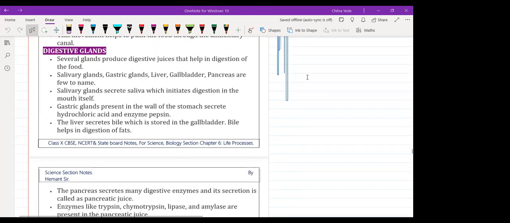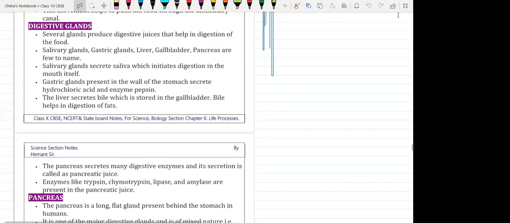So digestive glands. Digestive glands are specialized glands which secrete certain chemicals called enzymes, which help in the digestion process. Right? Is it everyone? There are different glands present on specific parts of the digestive tract. Several glands produce digestive juice, which helps in digestion of the food. Different types of enzymes are secreted and help in digestion of different types of food.